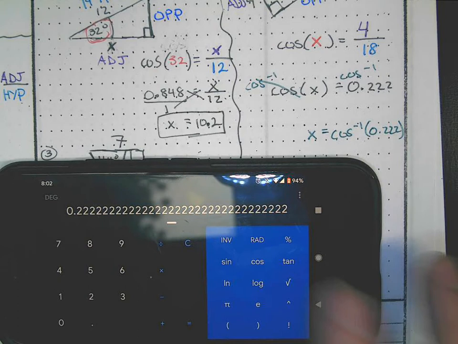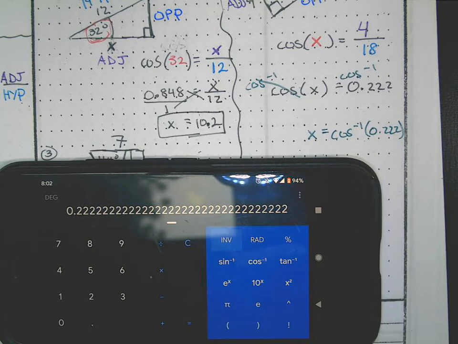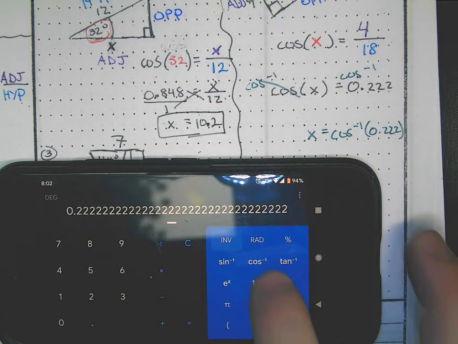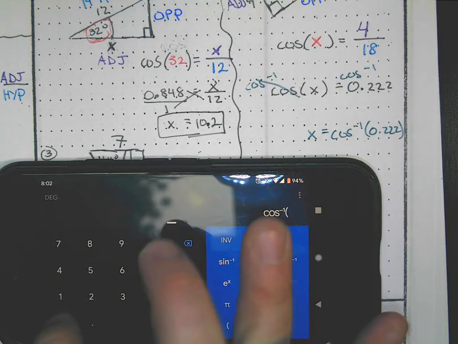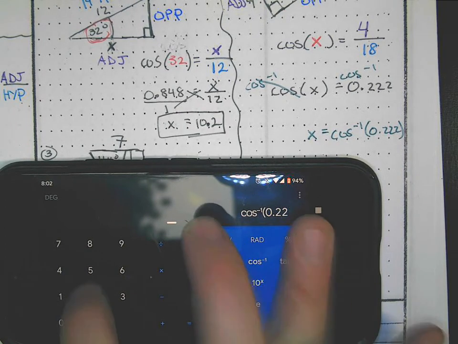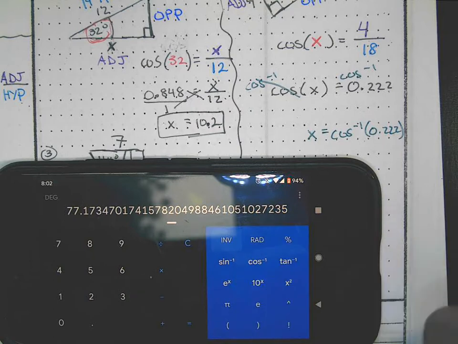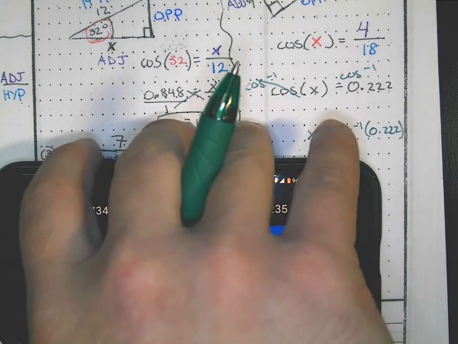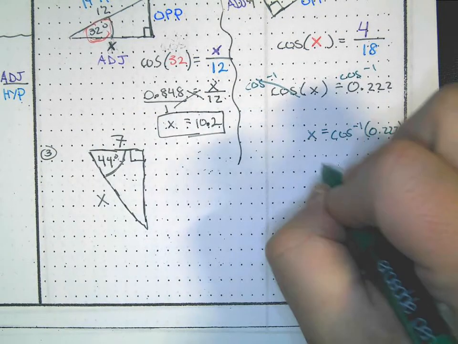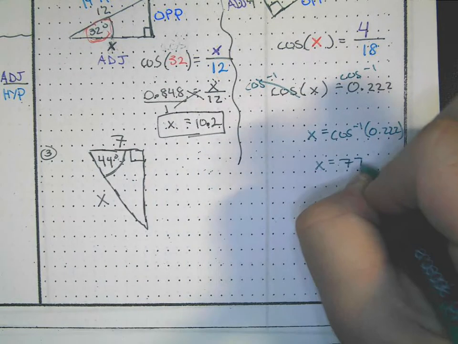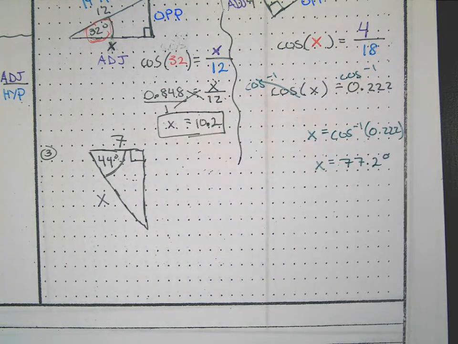Remember, you either use your inverse button or your second button. Mine is inverse, so I need to hit that. Then I'll grab my cosine inverse and go 0.222, and we get 77.2 degrees. So x equals 77.2 degrees.